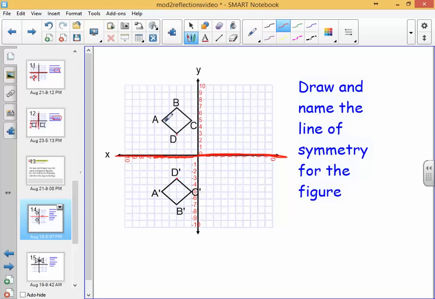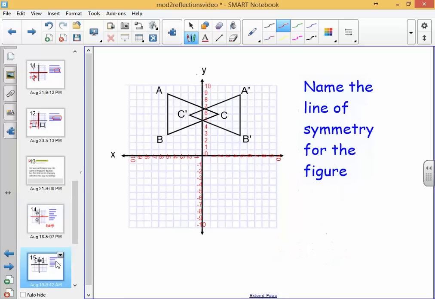Let's check A. A is 5 boxes away. A prime is 5 boxes away from that line, so that seems to work. We'll check one more. B is 7 boxes away, and B prime is 7 boxes away. So the x-axis is our line of symmetry where the figure was flipped.